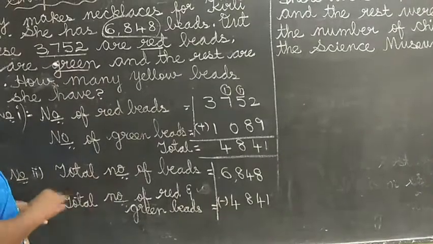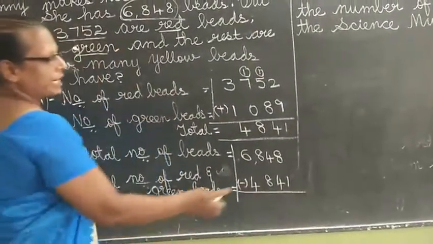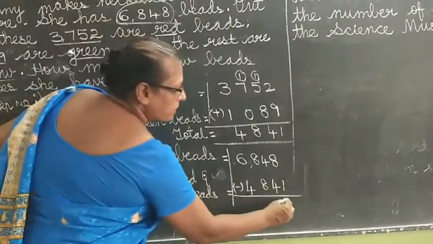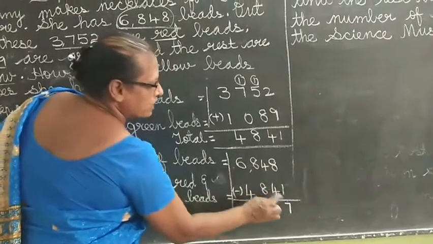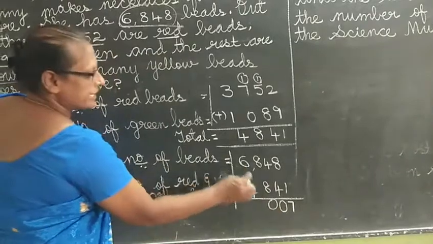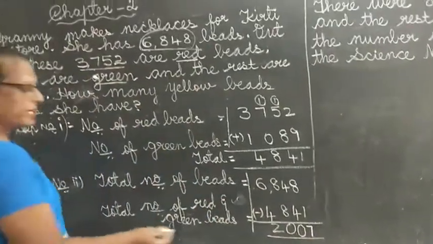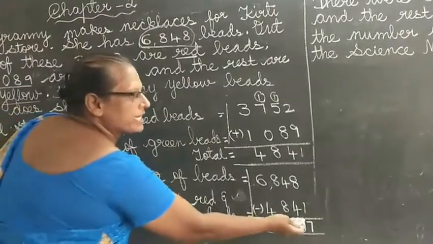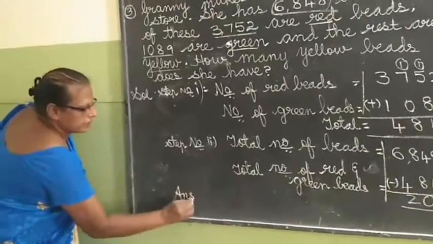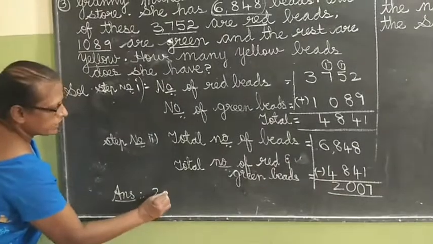So this one, what you have to do? You should not add, children. Listen carefully. You have to subtract. If you subtract, after 1 you count up to 8, what will come? 7. 4 minus 4, 0. 8 minus 8, 0. 6 minus 4, 2. So how many yellow beads are there, children? 2007. So answer we can write here. Answer: 2007.